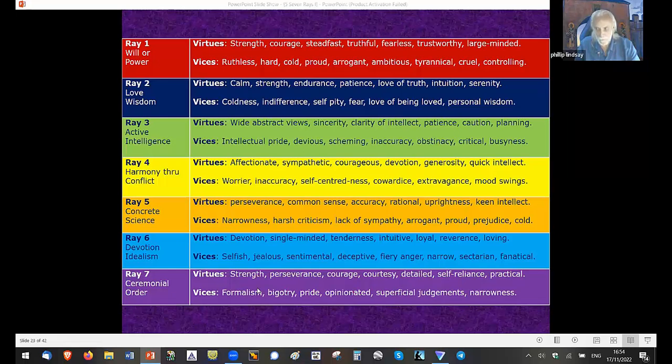This kind of organizing people into robotic sort of groups that are all the same, that I can't think of the exact word right now. Anyway, I think you might get what I mean. That is one of the shadows of the seventh ray.